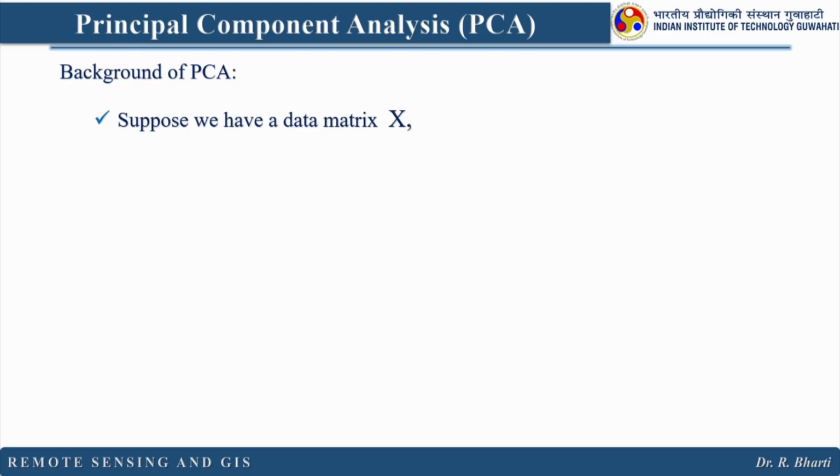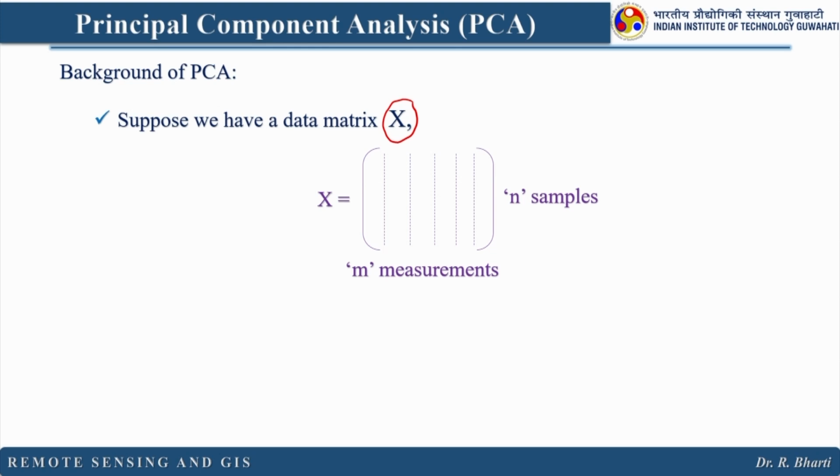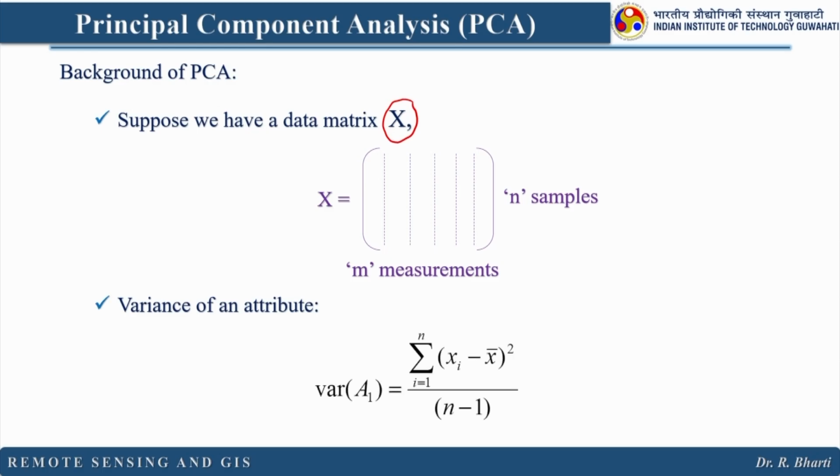So to understand this PCA, let us assume we have a data matrix which is X, right? So the X matrix will have some samples and measurements. So here in this case we are using N samples and M measurements, right? And you can easily find out the variance of an attribute using this formula, right?